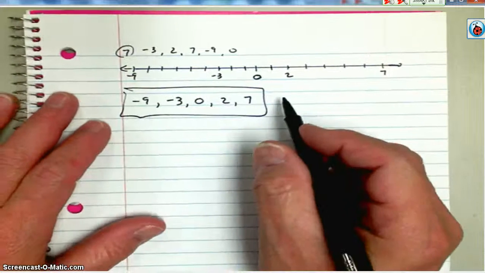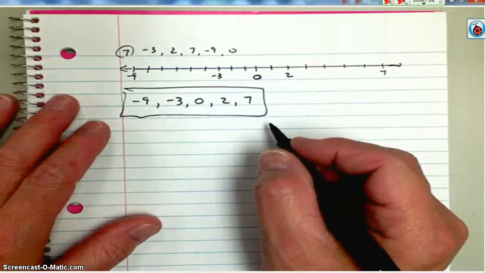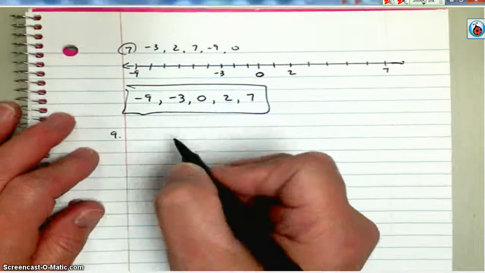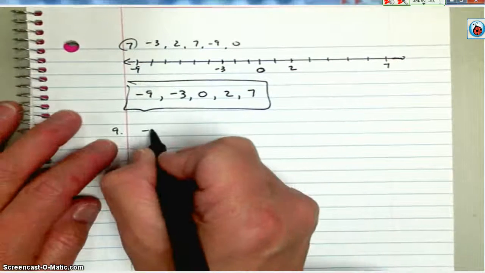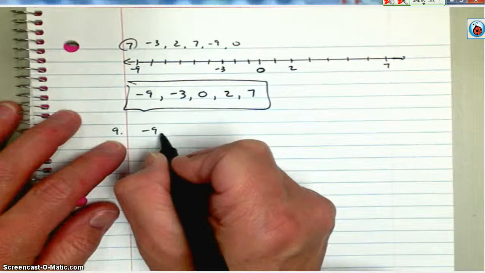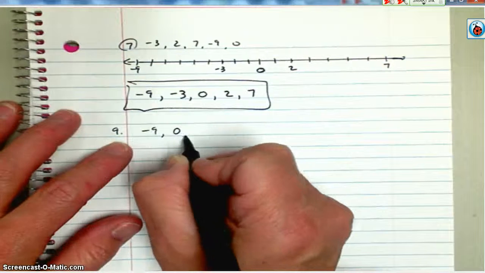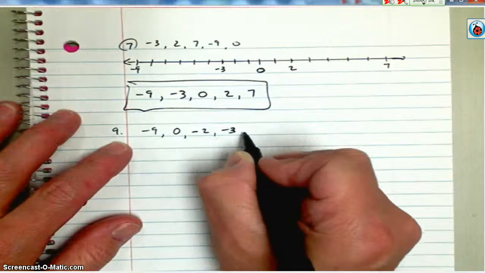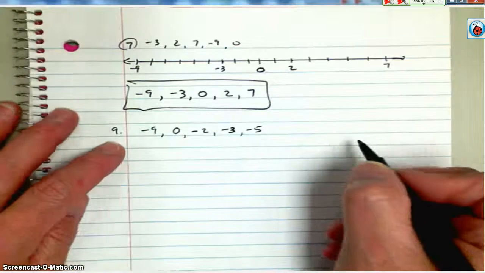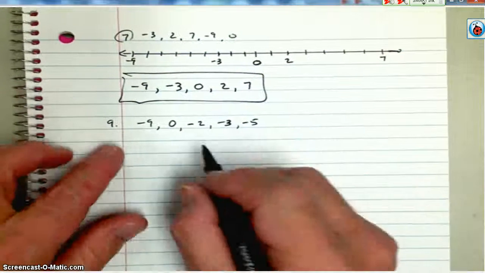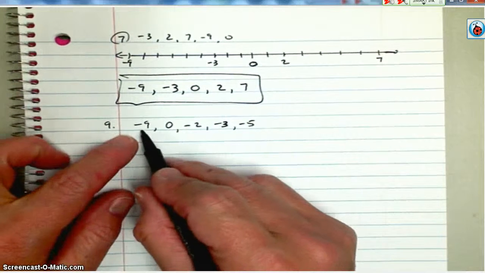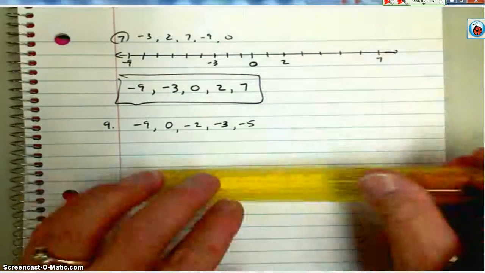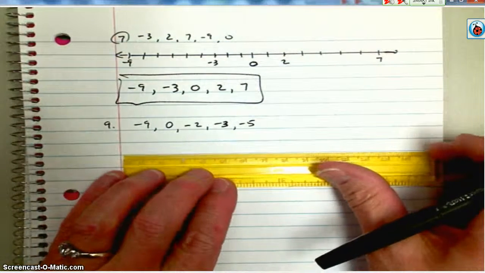Now we're going to do one more of that just to make sure that we are understanding that concept correctly. I'm going to skip to number 9. And number 9, we're asked to put negative 9, 0, negative 2, negative 3, and negative 5 on a number line. And since our smallest number is negative 9 and our largest number is 0, we don't have to have the whole number line. We don't have to put in more things than we need here.